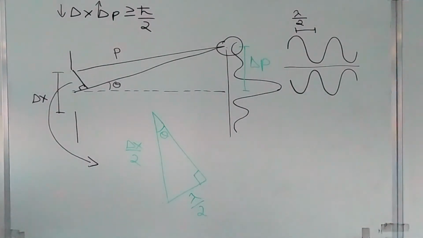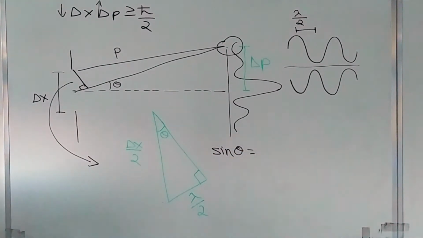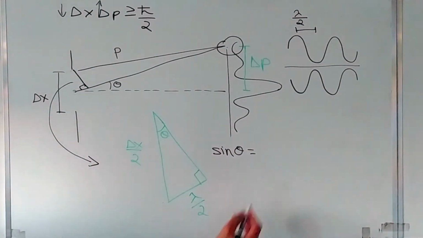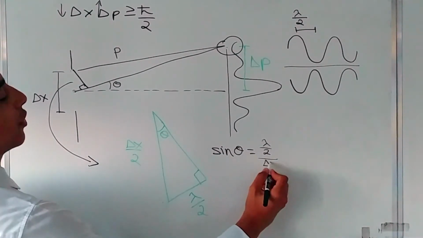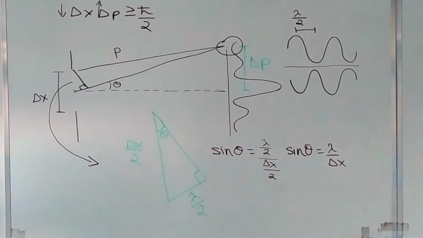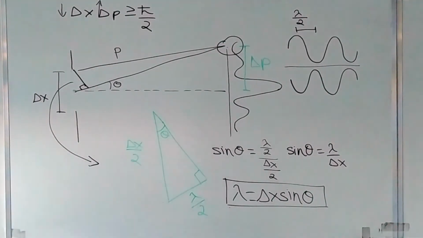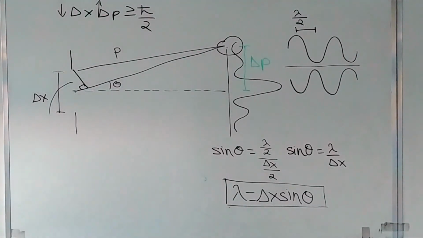So we can say that sine theta equals opposite over hypotenuse, and therefore lambda over 2 divided by the uncertainty in the position divided by 2. So we can simplify this to get sine theta equals lambda over uncertainty in position. And finally, we can make an expression for the wavelength, where the wavelength equals the uncertainty in the position multiplied by sine theta. So now let's try and make an expression for our momentum.